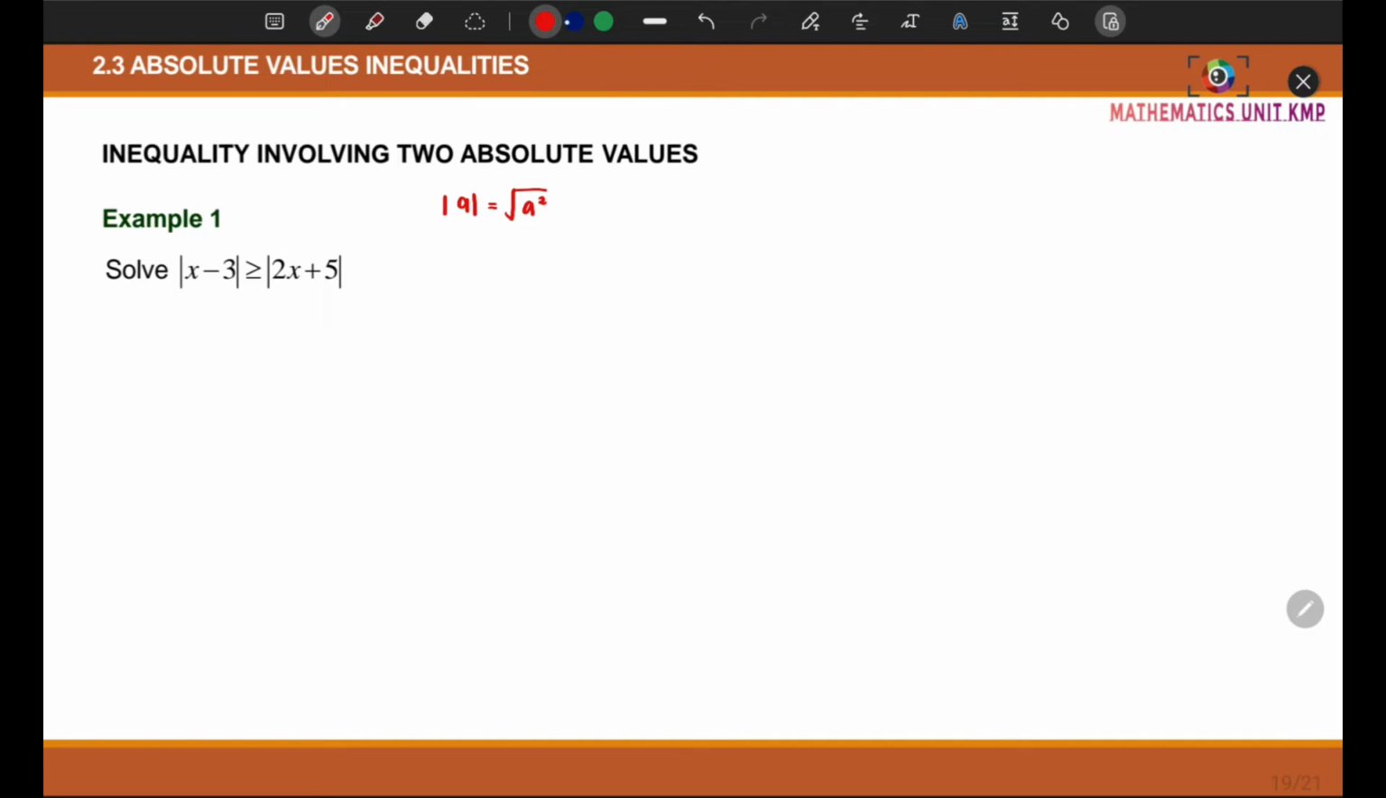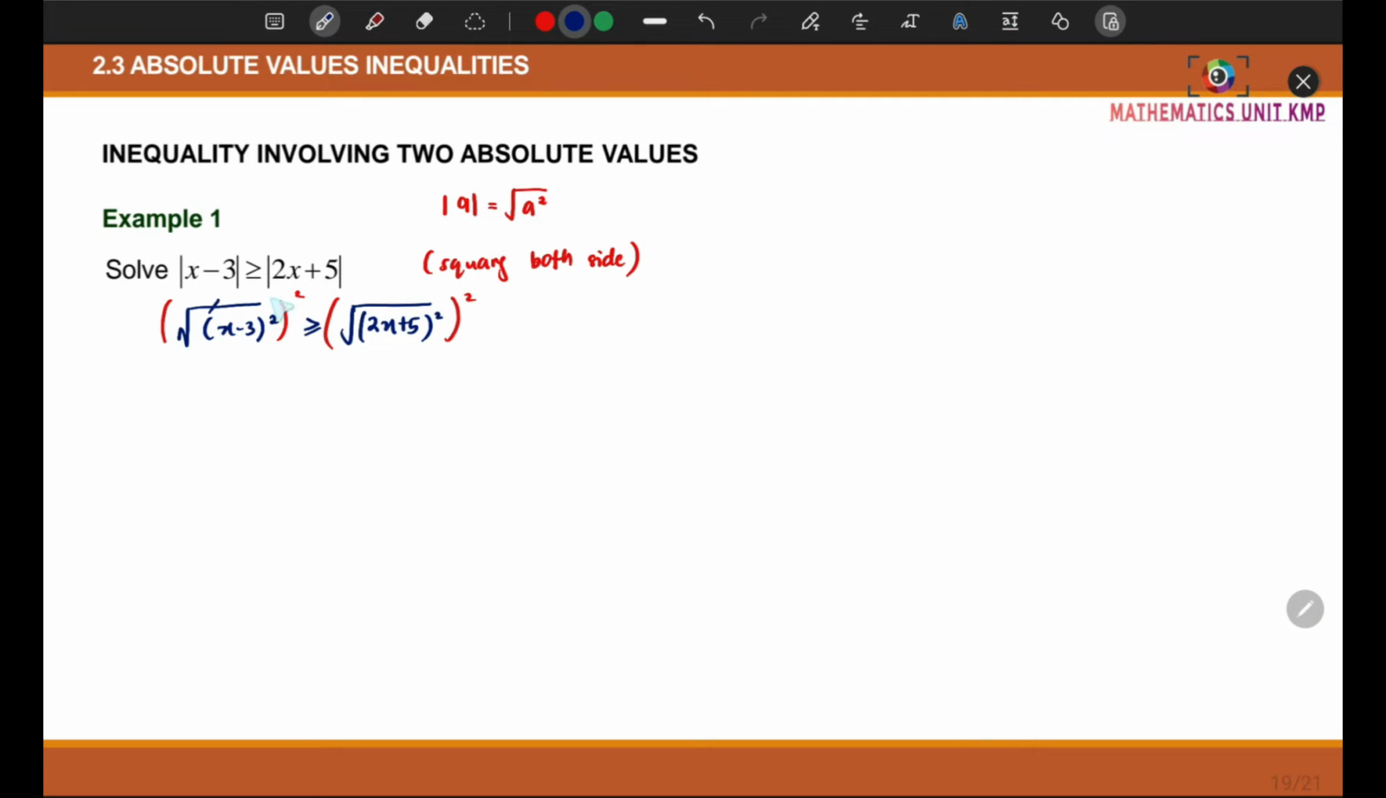So now back to our question. The absolute value of x minus 3 is also equal to the square root of (x minus 3) squared, greater than or equal to the square root of (2x plus 5) squared. So by using the method of squaring both sides, we will square the left and the right.